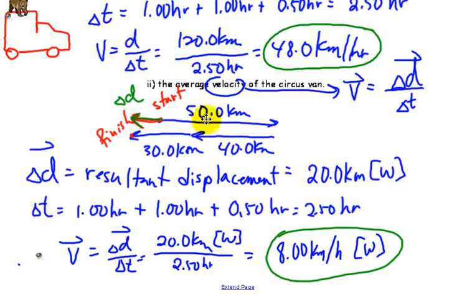So the circus van doing these movements is the same thing as if the circus van had started here and went a slow movement of 8 kilometers per hour west. That's really what we're doing when we figure out average velocity there. Seeing what would be equivalent if I had just gone from start to finish.